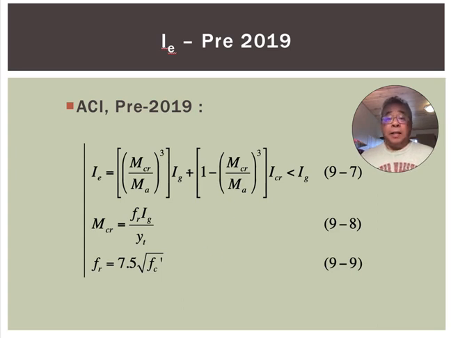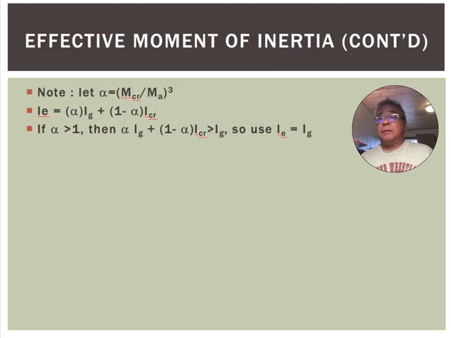In these formulae, A stands for applied. It means maximum. What's the maximum moment? So you take the ratio of M crack over M applied. And if MA is less than M crack, you're going to get a number bigger than I gross. That doesn't make sense. If MA is less than M cracked, it's not cracked. When MA is greater than M cracked, then this fraction here becomes less than 1. And in fact, you can think of this pre-2019 equation like this. Let alpha be the ratio of M crack over MA.